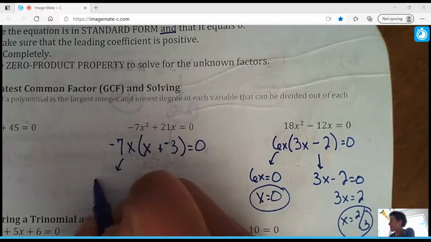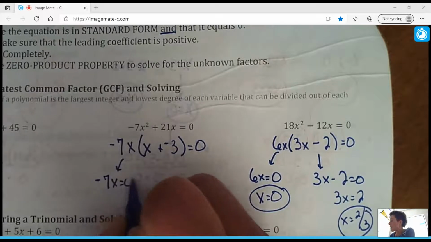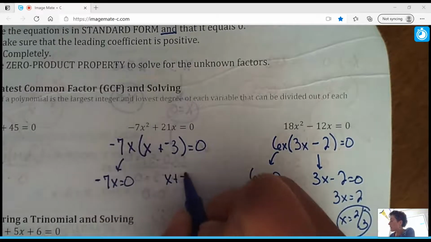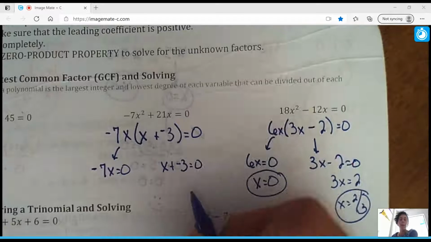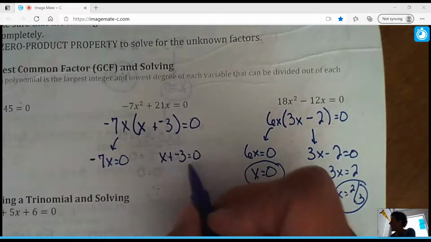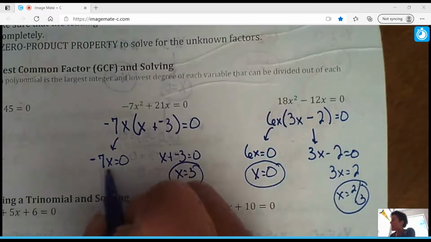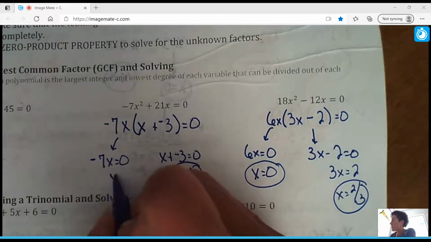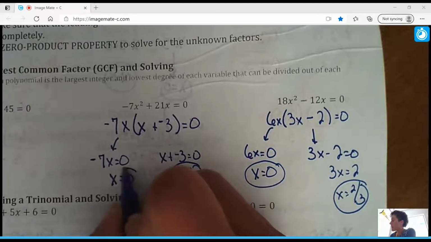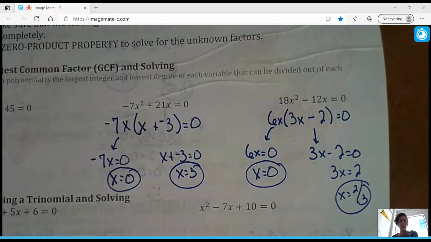So I have factored completely, and now I can set each factor equal to 0 and use the zero product property. In this one step, add 3 over, so one of my two solutions is 3. And in this step, I would divide by negative 7, so the other solution is 0. Okay? So just don't forget GCF.